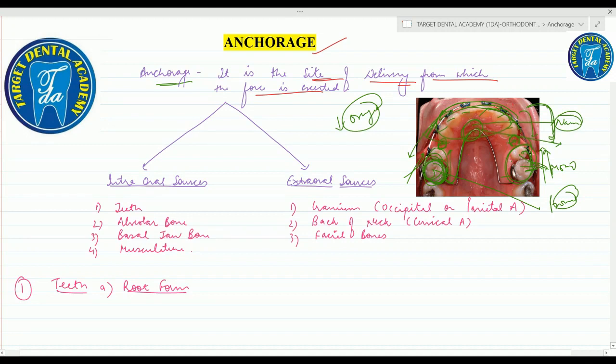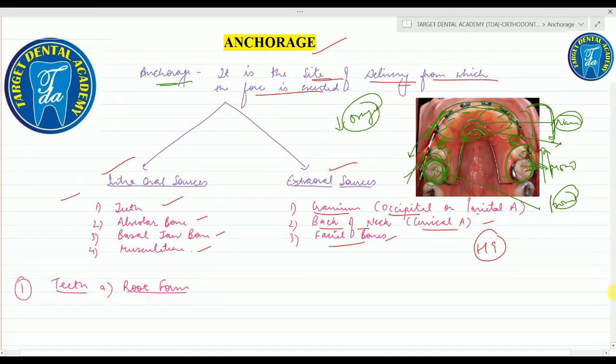Sources of anchorage are of two types: intraoral sources and extraoral sources. The intraoral sources include the teeth, alveolar bone, basal jaw bone and the musculature, while the extraoral sources are basically the headgears. We use the headgear on the cranium, that is the occipital headgear, and on the back of the neck, that is the cervical headgear, which provides cervical anchorage. We also take anchorage from the facial bone.